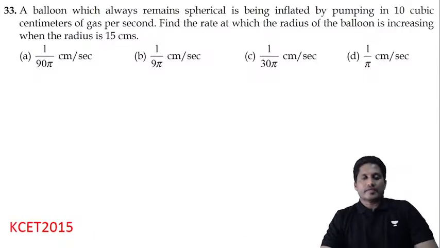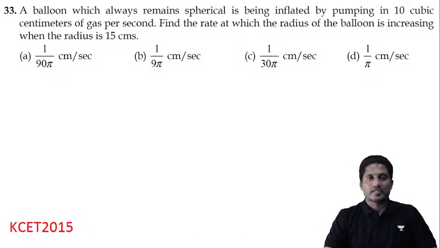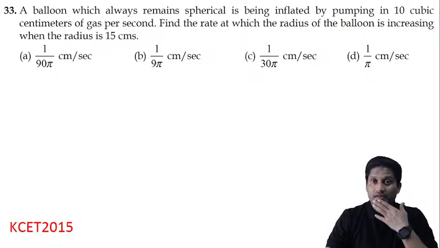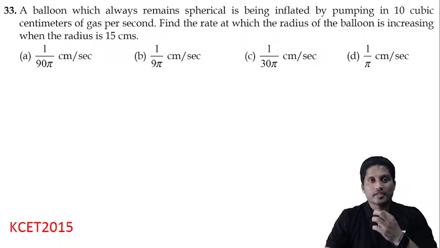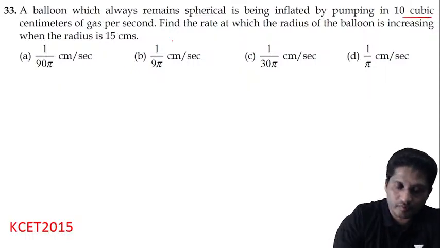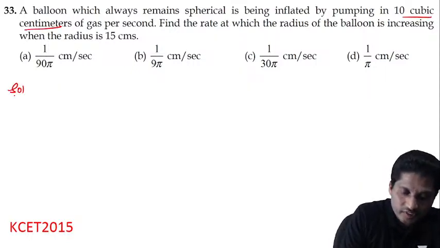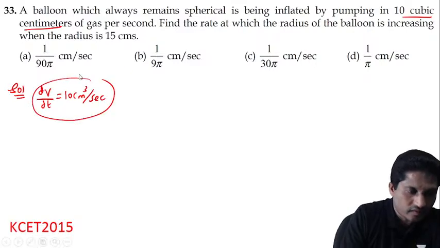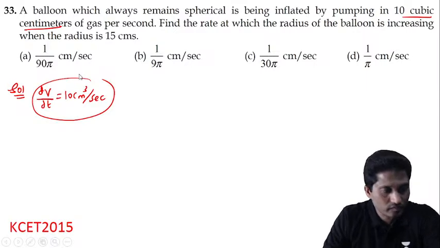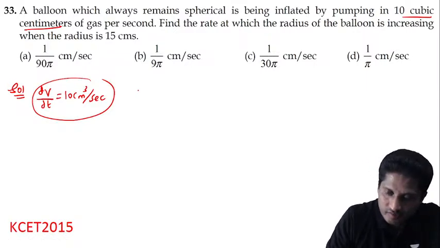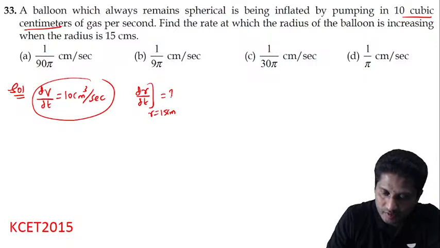It's a question on rate of change. A balloon which always remains spherical is being inflated by pumping in 10 cubic centimeter of gas. Cubic centimeter should be volume. The rate of change of volume with respect to time will be equal to 10 centimeter cube per second. Right, now find the rate at which the radius of the balloon is increasing. I should find out dr by dt when the radius is equal to 15 centimeter. Same question is there in NCERT. Similar problem is there in NCERT.